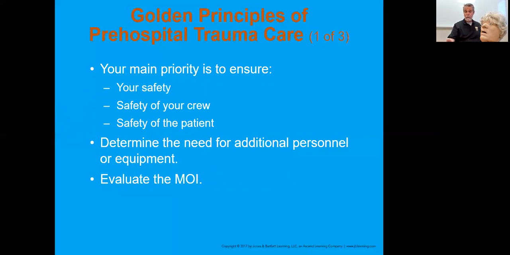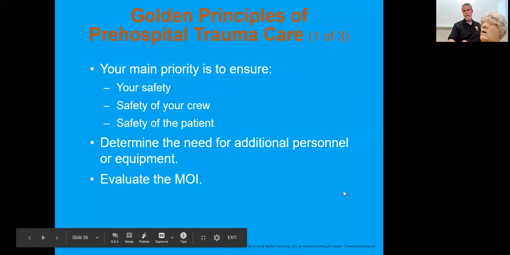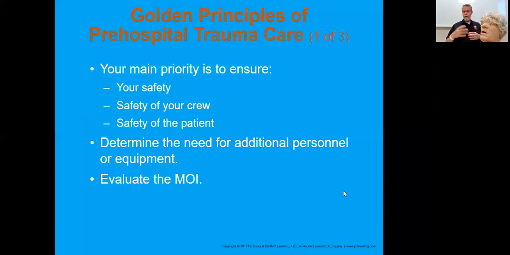The need for additional personnel or equipment. This is something like someone needing to be extricated, and it's a complex extrication. It's going to require tools. Again, those are all just things that will be determined once you're on scene. And evaluating the mechanism of injury, so looking at the vehicle, looking at the restraint system, looking inside, doing that 360-degree walk around.